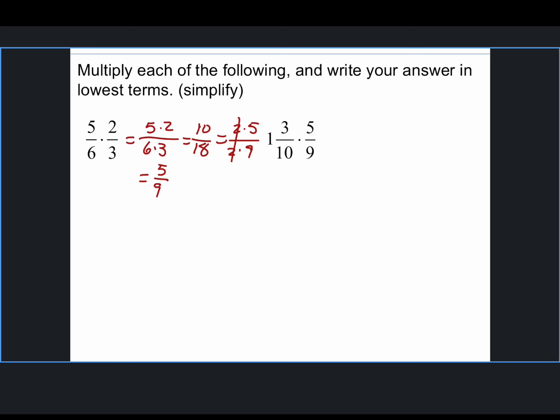I'm sorry, say that again. The 1 by the 10. So we multiply the 1 times 10 and add 3. So what does that give us? 13 over 10 times 5/9. I see consternation on several faces.